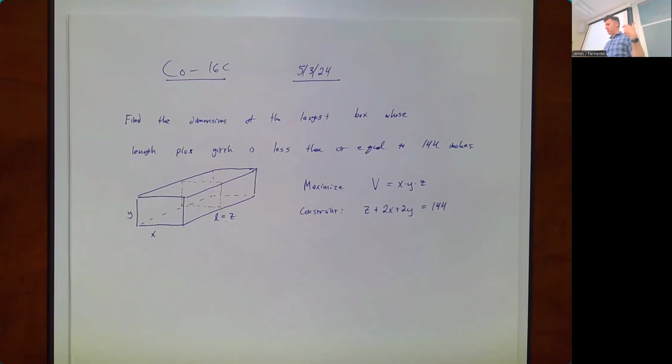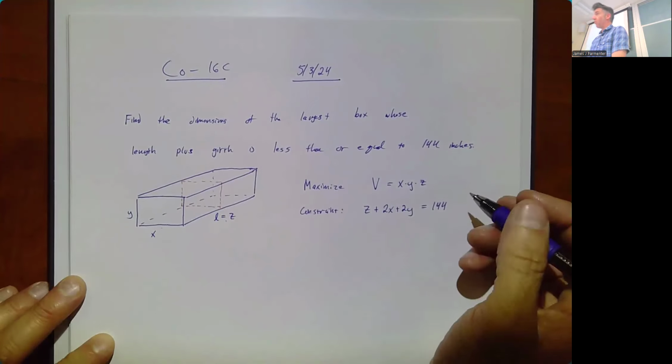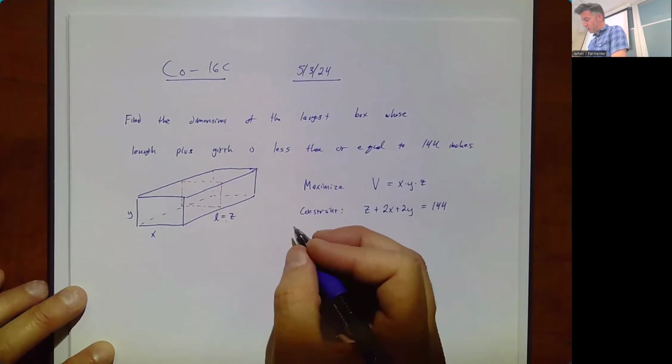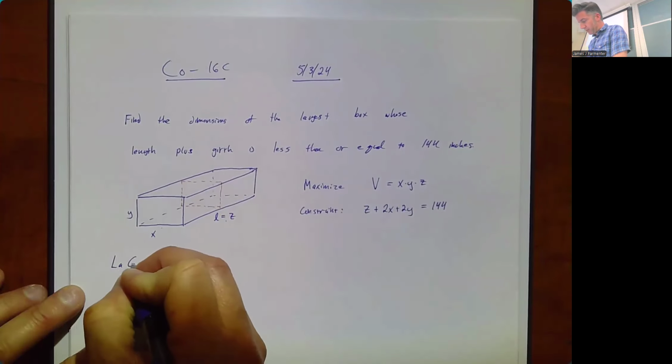And I think last time we got that the dimensions were, I don't actually remember. Maybe 18, 18, and 36, maybe 24, 24. I think 24, 24. I could just look at my notes from last time, I guess, but we got 24, 24, and 48. That sounds right. We're going to get the same answer again, but we're going to do it a different way. So we're going to use the method of Lagrange multipliers.